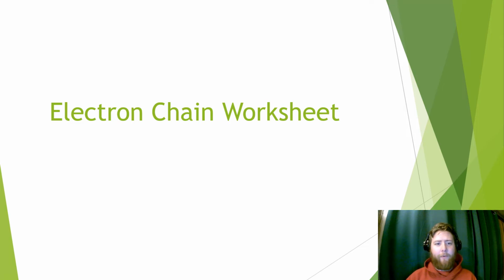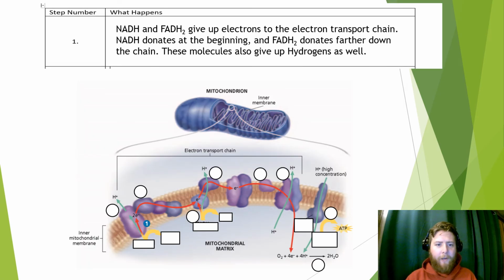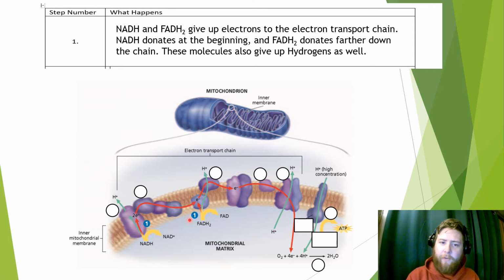I have a second walkthrough for the electron transport chain for you guys. It works exactly the same as the first one, but instead of them appearing, they kind of peel off. It was a little easier to give you guys space this way. So in step 1, we're going to take NADH and FADH2, and they're going to give up their electrons to the transport chain. NADH gives up its electrons at the beginning and converts back to NAD+, and FADH2 donates further down the chain and becomes FAD again. These molecules also give up their hydrogens, and it's important you see these hydrogens going through here. Those hydrogens are going to play an important role at the end of the electron transport chain.